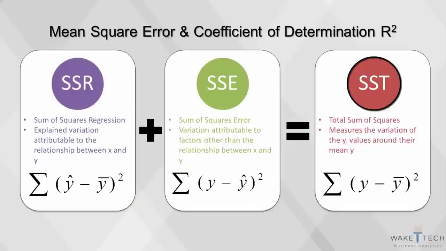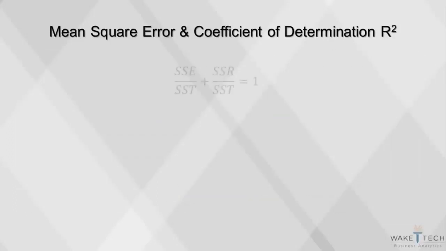So given that total variation SST is the sum of explained and unexplained variation, we can divide through by the total sum of squares SST to get the ratios equal to 1. The ratio of error sum of squares over total sum of squares plus the ratio of regression sum of squares over total sum of squares equals 1. Either of these two ratios can be used to measure our model fit.